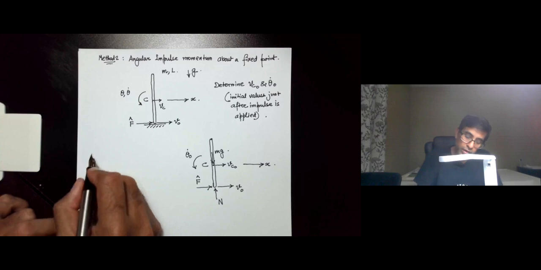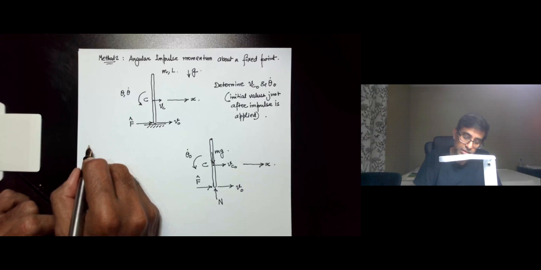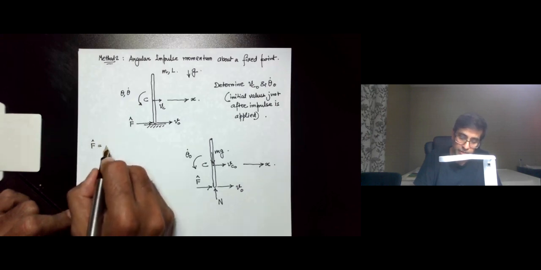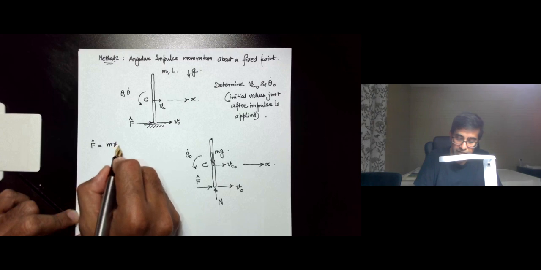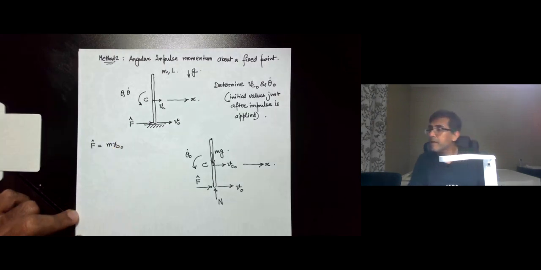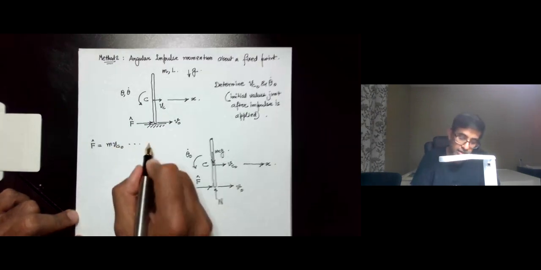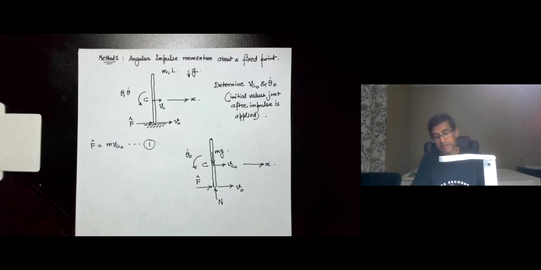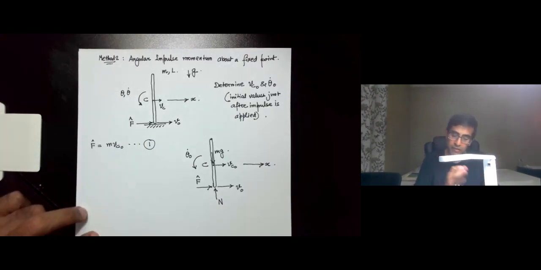So therefore, with respect to the linear impulse momentum equation, we can just write the equation in the x direction. So we can say that f hat is equal to m vc naught. And you will see that this is the same equation that we had in method 1, the first part of this problem.